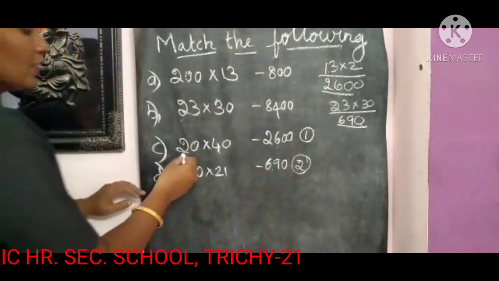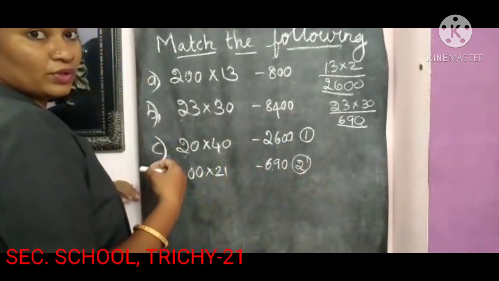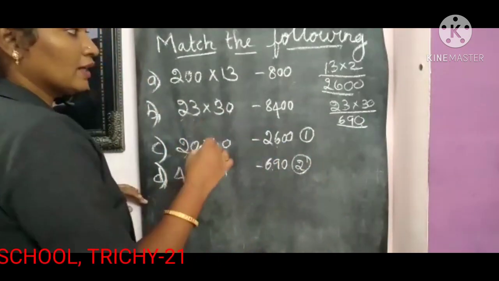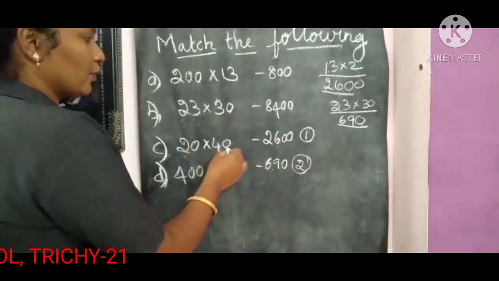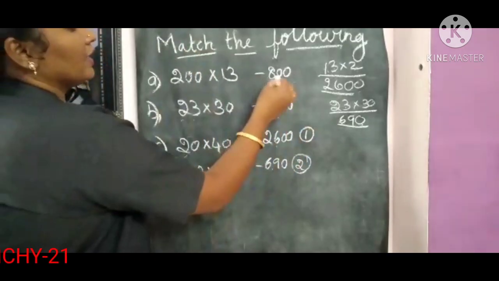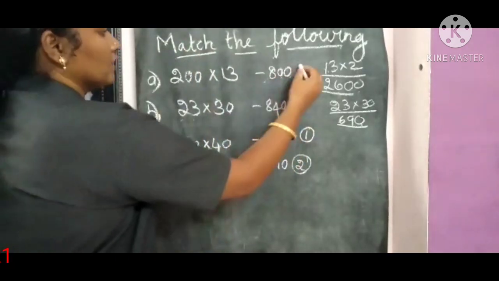Third one, 20 multiplied with 40. Very simple. 2 fours are 8. One zero here and one here, totally 2 zeros. So 8 and 2 zeros, 800. So this is 3.